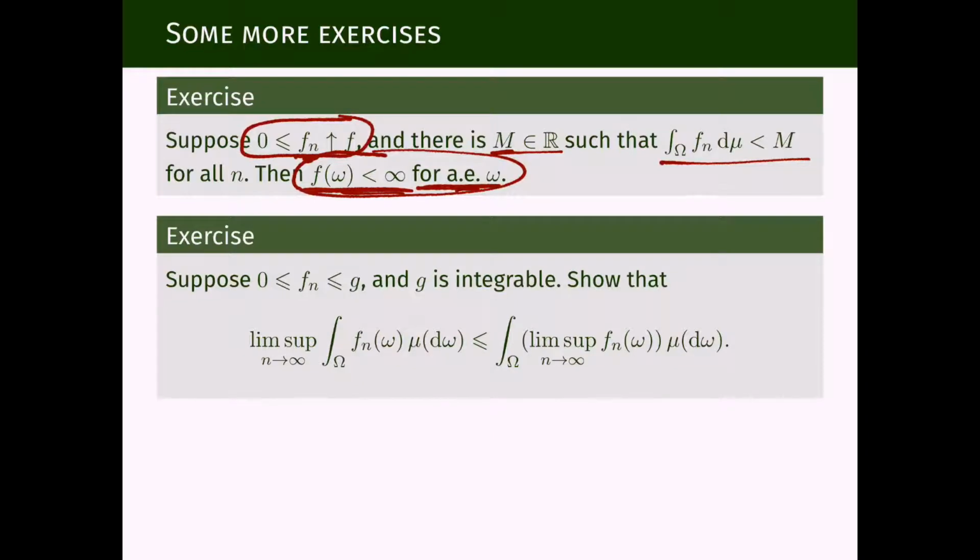Now we see here something that looks very much like Fatou's lemma, except that everything is reversed. The lim sup is here where before it was a lim inf. The lim sup is here where before there was a lim inf. And the inequality here is different from the inequality we would see in Fatou's lemma.